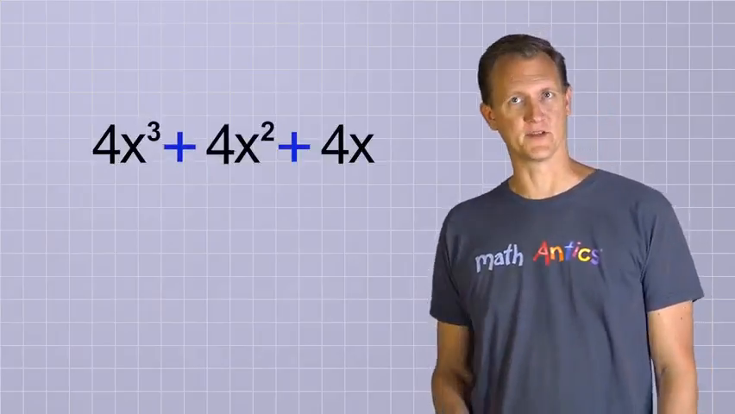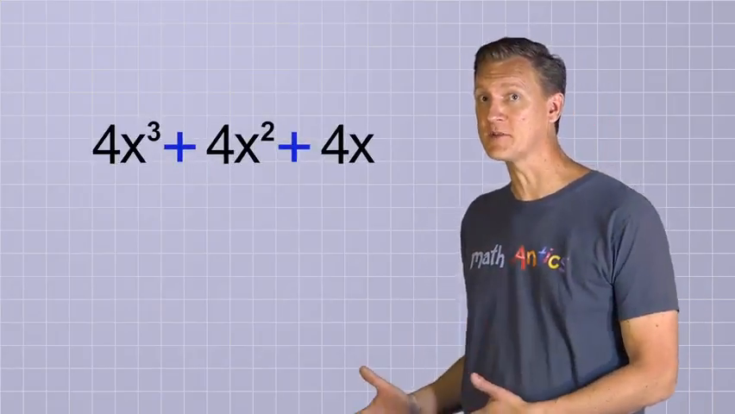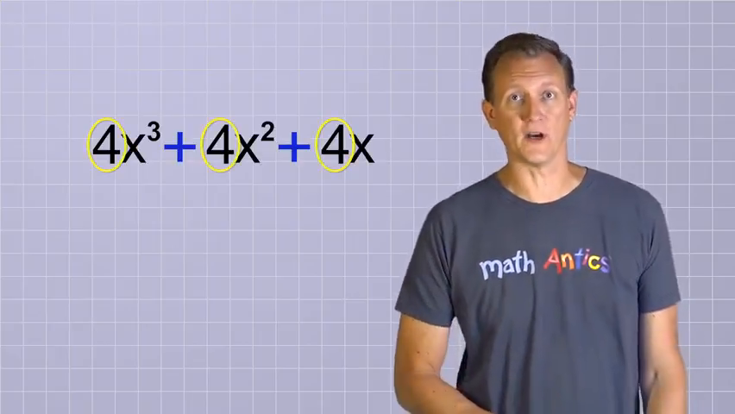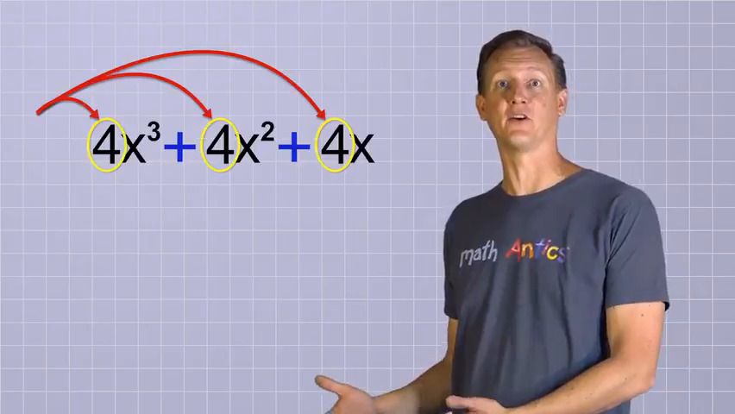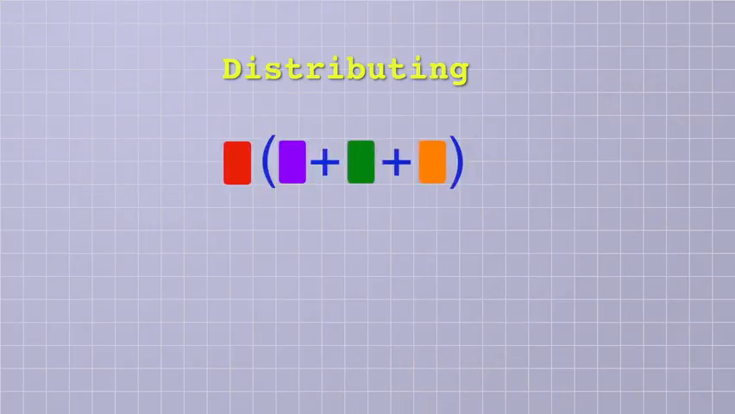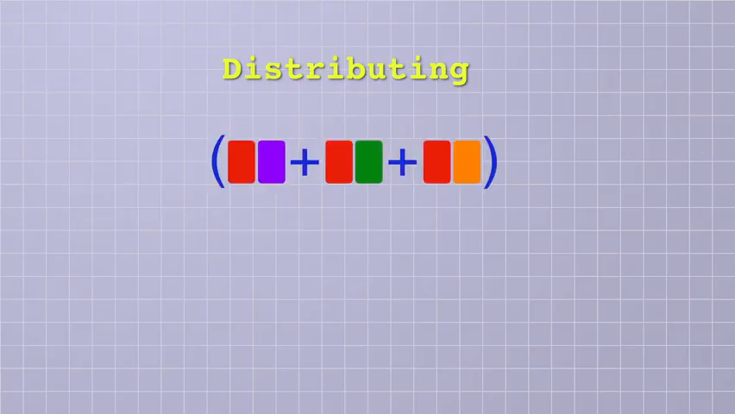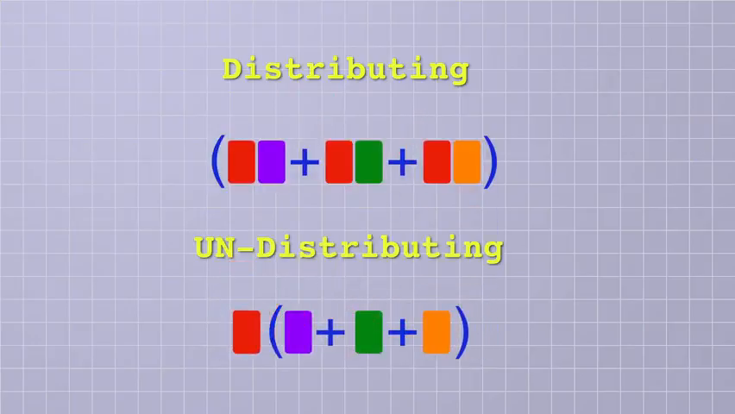4x cubed plus 4x squared plus 4x. Notice that each term of this polynomial has a factor of 4 as its number part. In fact, it kind of looks like someone distributed a factor of 4 to each term. Since distributing a factor means making multiple copies of it for each member of a group, undistributing is going to mean consolidating multiple copies of a factor into a single copy that's multiplied by the whole group.